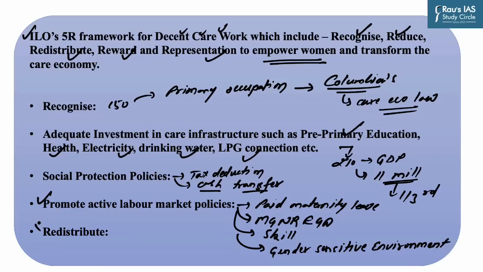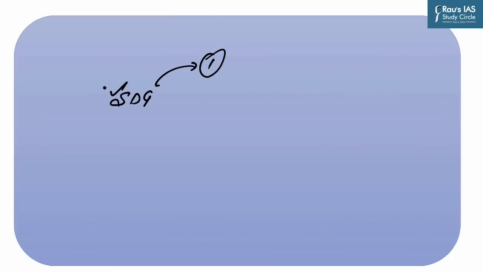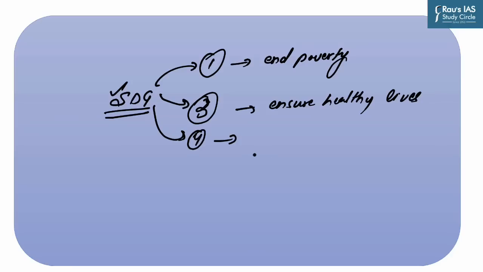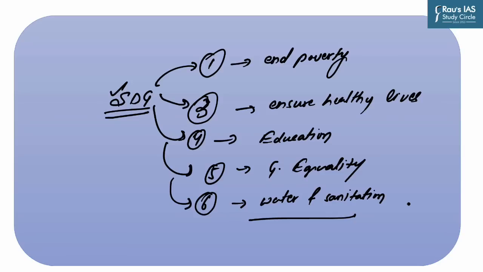Now, a very important strategy that includes redistribution. Government must support NGOs and the private sector to care for children and the elderly through old age homes and pre-primary schools. So the discussed strategies can contribute to meeting various Sustainable Development Goals like Goal number 1, which focuses on ending poverty. Goal number 3, which relates to healthy lives. Goal number 4, which talks about inclusive and equitable quality education. Goal number 5, which talks about gender equality. And Goal number 6, which talks about ensuring availability and sustainable management.